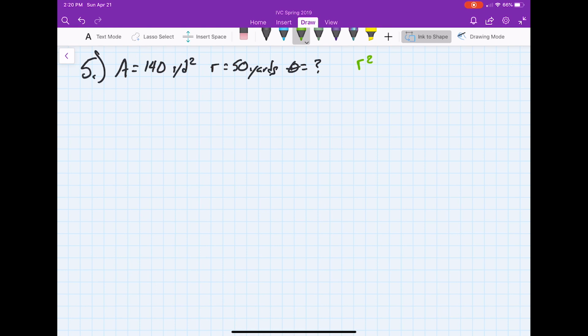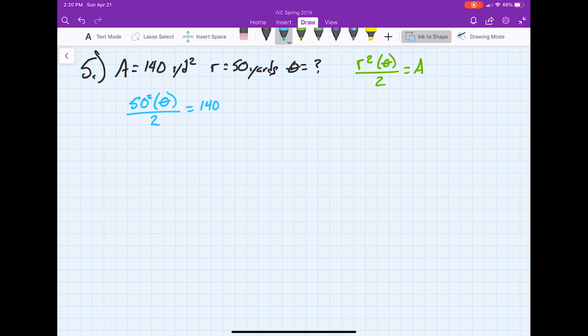So I've already written down the information here. Again, it's going to be the same equation, r squared theta over 2 equals area. So we can plug in our information we know. We have 50 squared times theta over 2 is equal to 140 yards squared. Sorry, that should be 50 squared, not 50 yards squared.